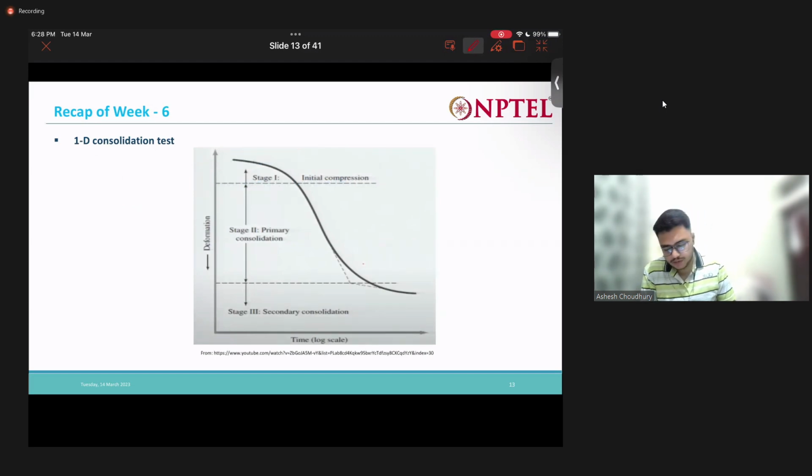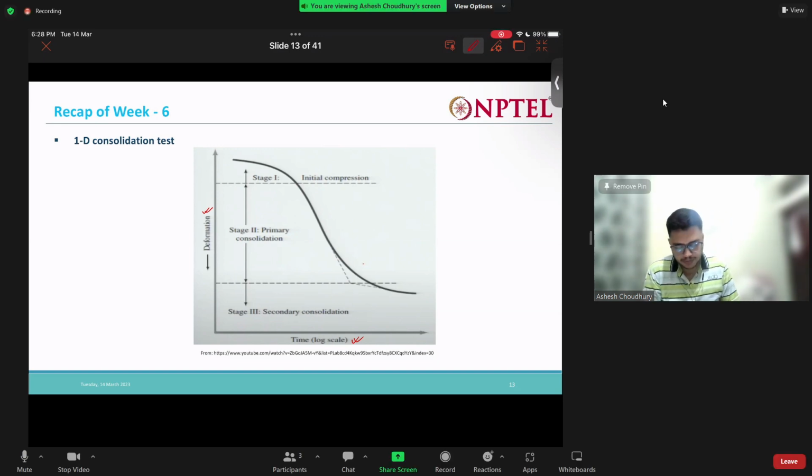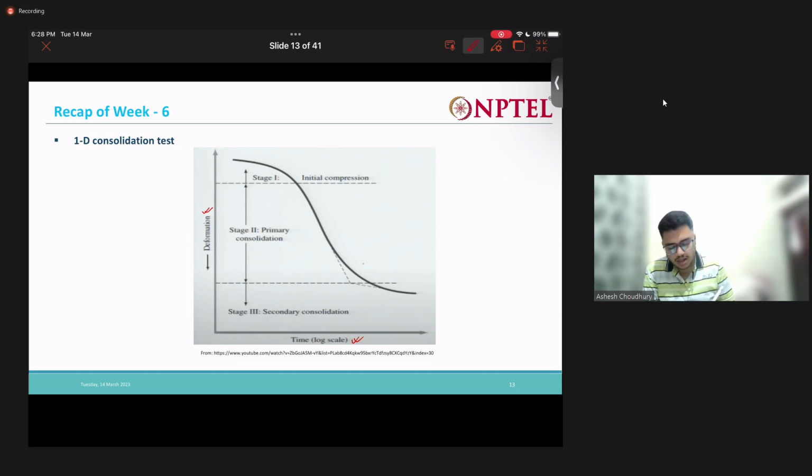So if you see this, here we have the deformation versus the time. This graph actually we will be obtaining for each load. So there will be some deformation, there will be some time. So time is very low.